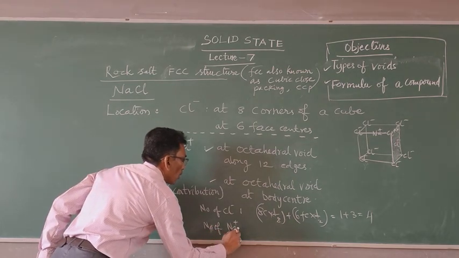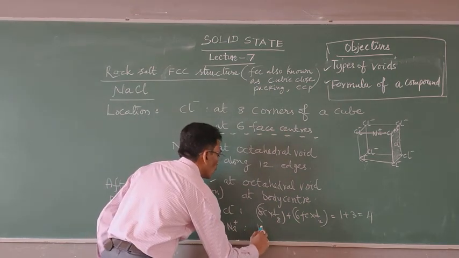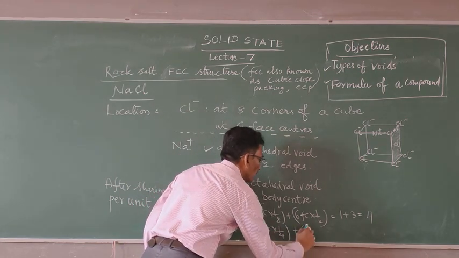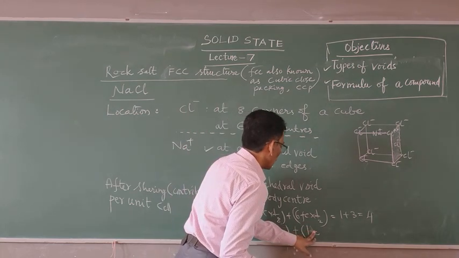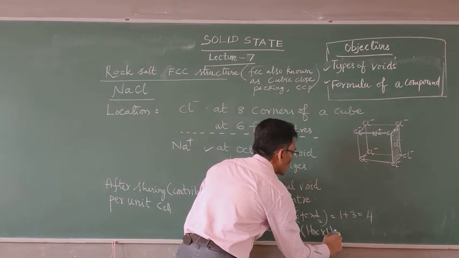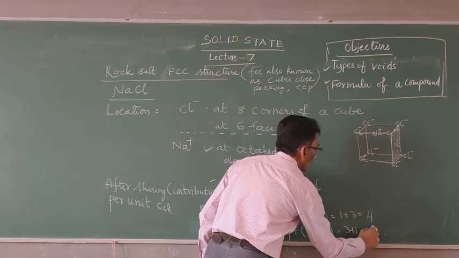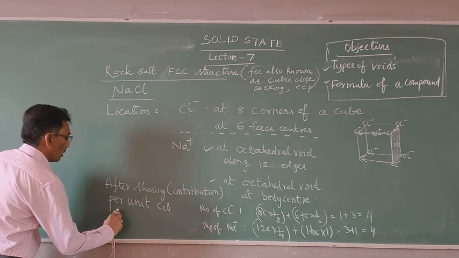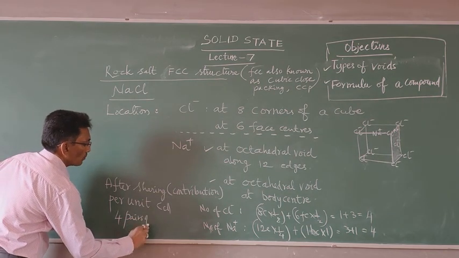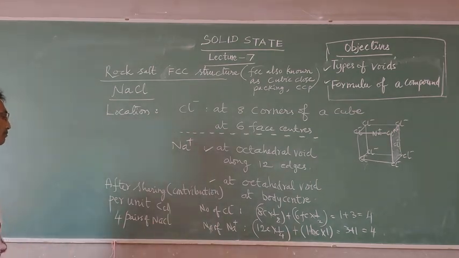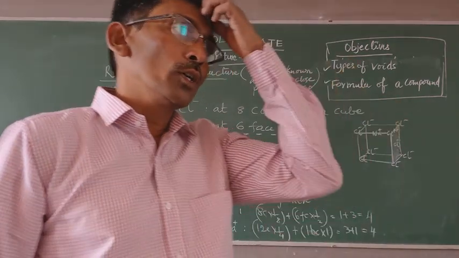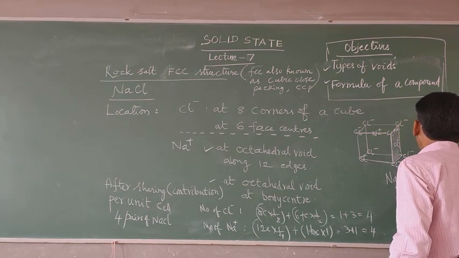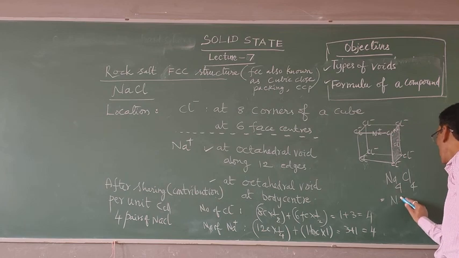Number of Na plus ions. 12 edges shared by 4 unit cells into 1 by 4, plus 1 body center into 1. Answer: 3 plus 1, 4. So 4 Na plus ions and 4 Cl minus ions. How many NaCl pairs? 4 pairs of NaCl. Na plus ions 4, Cl minus ions 4. So Na4Cl4. Hence the empirical formula of the compound is Na1Cl1.